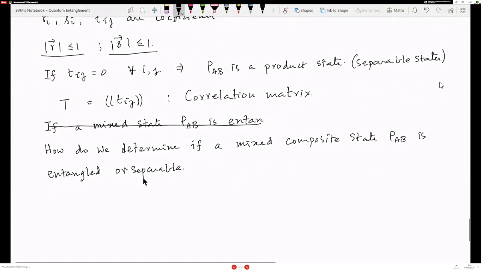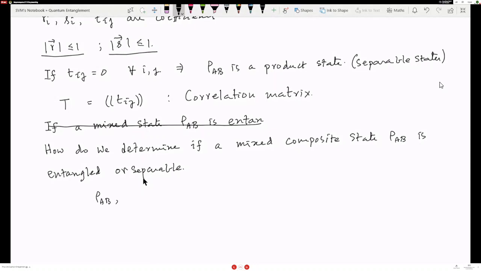So we require a criterion to determine if a mixed composite state is entangled or separable. Now, our previous criterion will not work, because when you take a partial trace of rho AB, since rho AB is mixed, all its partial traces will also be mixed. Earlier, when we had pure states, when you take partial trace, if you get a mixed state, then you are saying that the initial state is entangled. Correct?